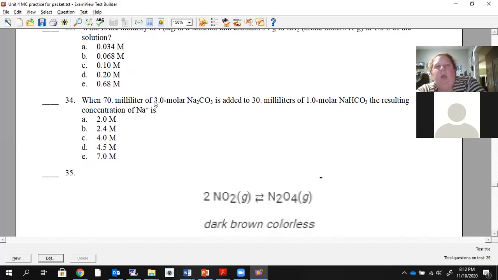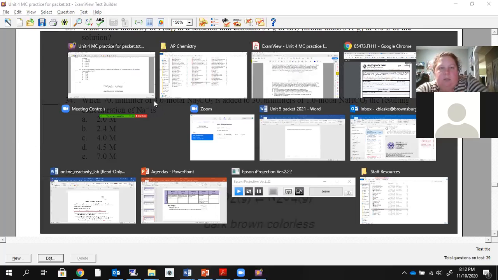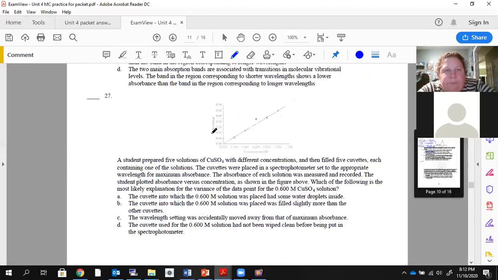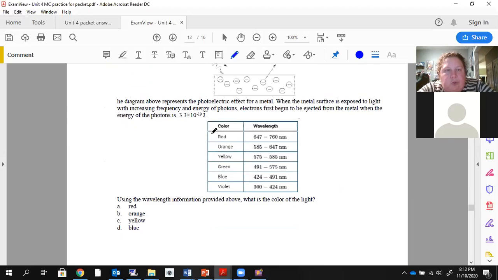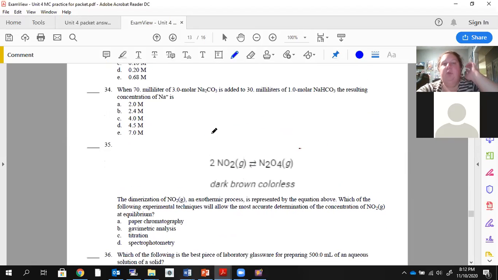Okay. I'm going to switch back to this guy so I can draw on it. So this is also a sneaky question. We're not talking about diluting solutions like we usually do when we're talking about concentration. We're talking about actually mixing two solutions together that both have sodium ion in it.